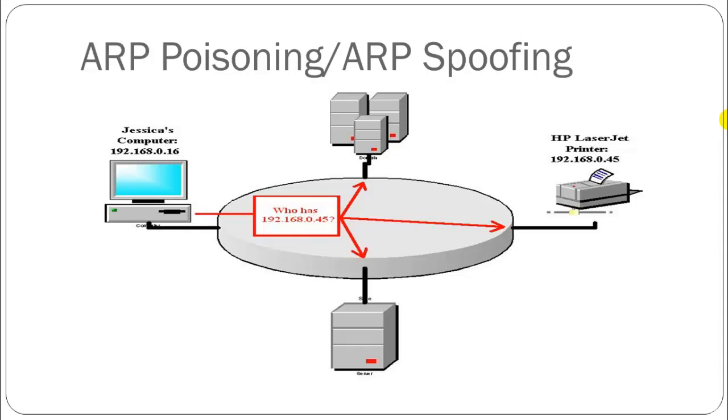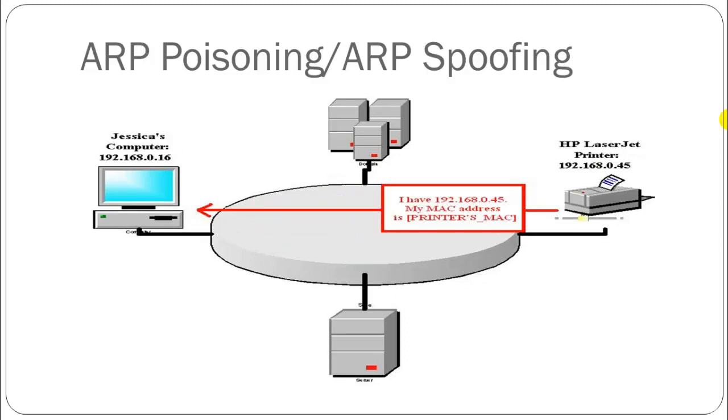All the devices on the network ignore this ARP request except for the HP LaserJet printer. The printer recognizes its own IP in the request and sends an ARP reply: "Hey, this is my IP address and here is my MAC address," as you can see in this diagram. Now Jessica's computer knows the printer's MAC address. It sends the print job to the device, and it also associates the printer's MAC address with the printer's IP address of 192.168.0.45 in its ARP table.